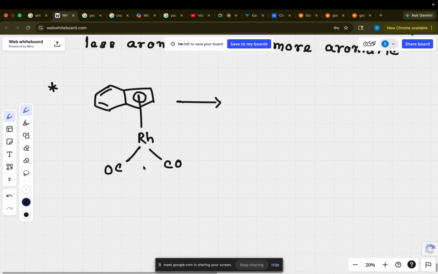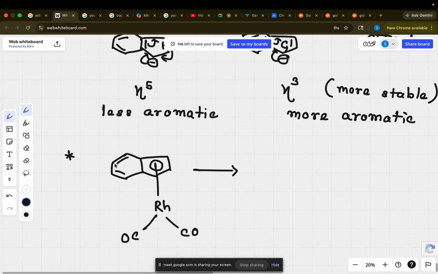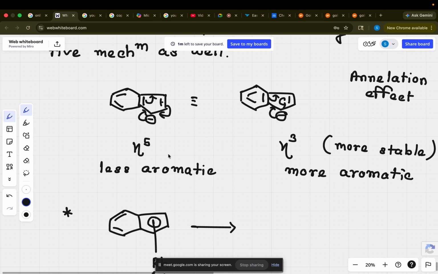18 electrons. So what will happen? In the presence of some ligand, will it follow the dissociative mechanism? Here it will not take place. That's what I am trying to say. Here it will not do the dissociative mechanism. So if you see, this is your polyhaptoligand. You can see here it is present in eta 5.